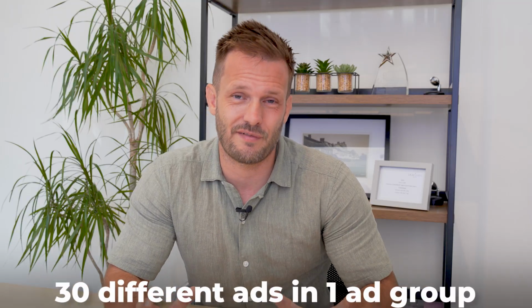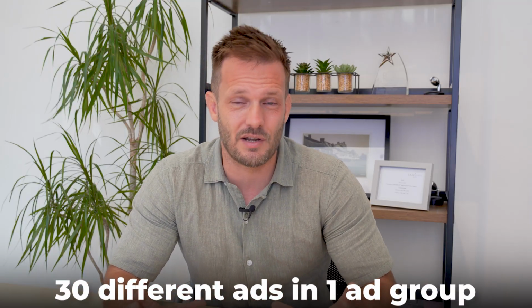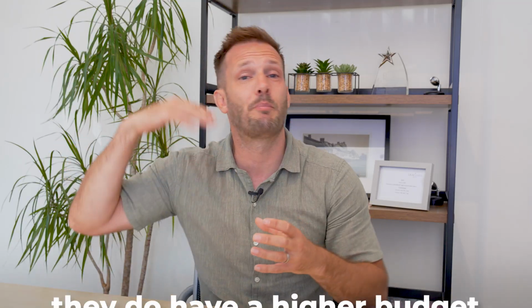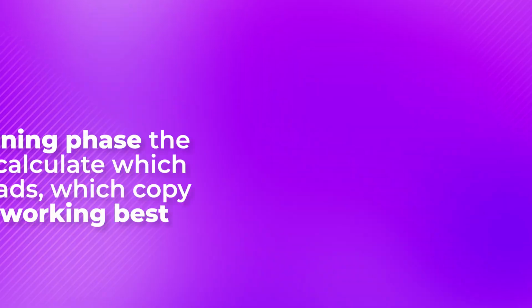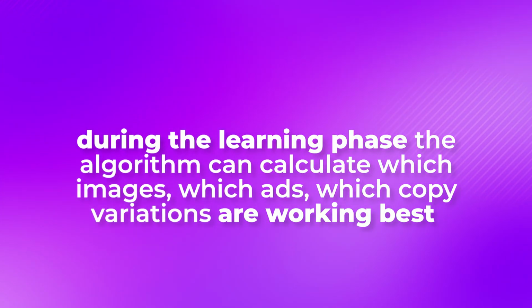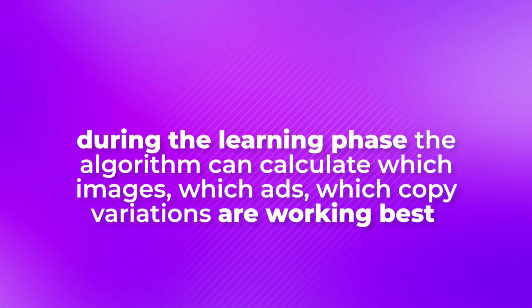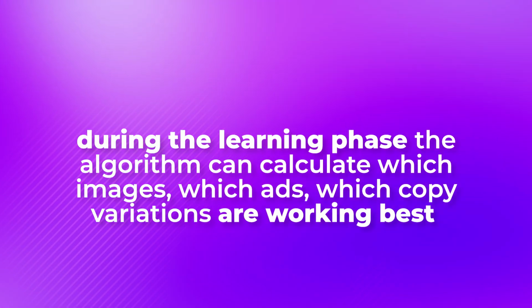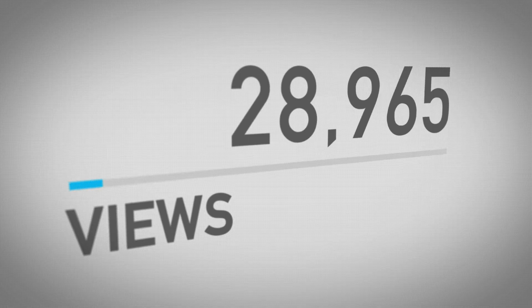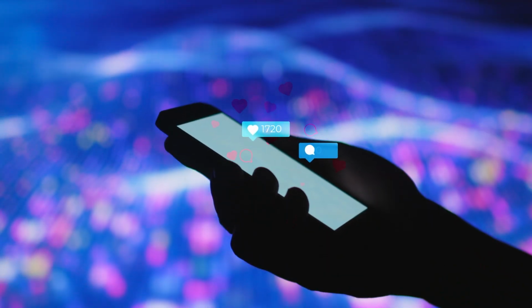So we have some campaigns that perform with as many as 30 different ads in that ad group, and that really isn't a problem. These campaigns work fantastically well, but they do have a higher budget. What that means is during the learning phase, the algorithm can calculate which images, which ads, which copy variations are working best, and then it restricts the others. So although you might start with 30 different ads and you might be spending $5, $10, $20,000 a month, what the algorithm is soon going to do is you'll end up with about 6 to 8 best performers that are just going to be shown, and the rest will pretty much be killed off.